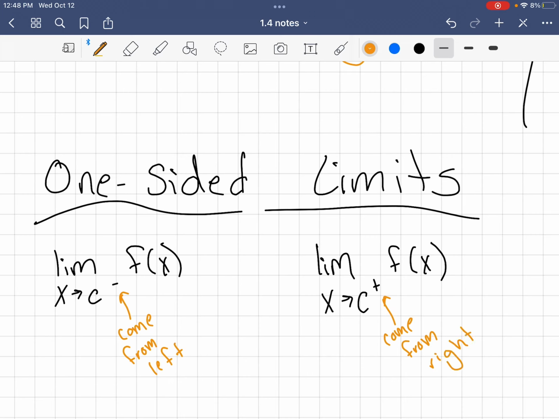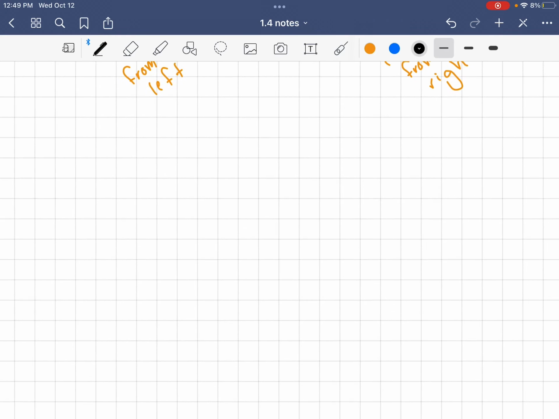Okay. So for a lot of these, you are basically just going to have to denote whether you come from the left or come from the right, and then look at the graph and approximate what number you're coming to. So for example, example 2 asks us to find the limit as x approaches -2 from the right of the square root of 4 minus x squared. It wants us to find that.